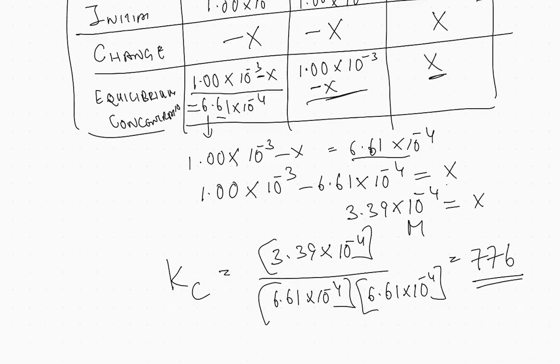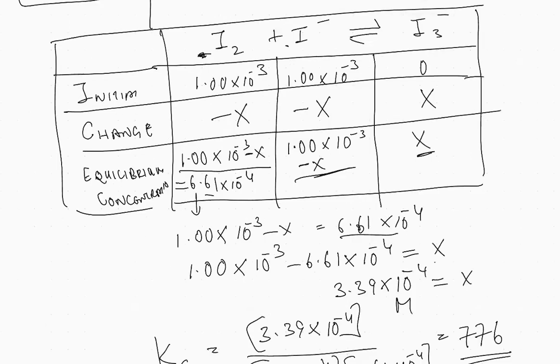So what were we asked to find? We were asked to find Kc, but we could have easily found Kc if they gave the equilibrium concentrations of iodine, iodide, and I3 minus, right? They didn't give that. So we had to just put X as the change, but X was balanced here, looking at the stoichiometric values, 1 to 1 to 1. So it was easy for us.